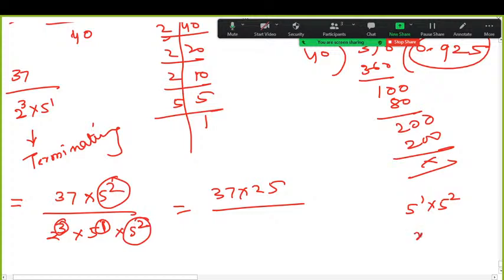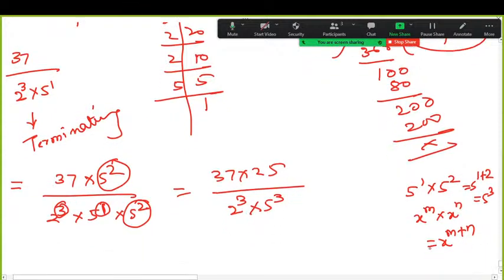Now these two are having same base but different power, and this is the formula that we are using here. The powers get added, they will add up to give you 5 raised to the power 3, and here you are having 2 raised to the power 3, 5 raised to the power 3. You have one more formula. If you are having same power, base are different, what will you do? You will just multiply base and you will put a power.